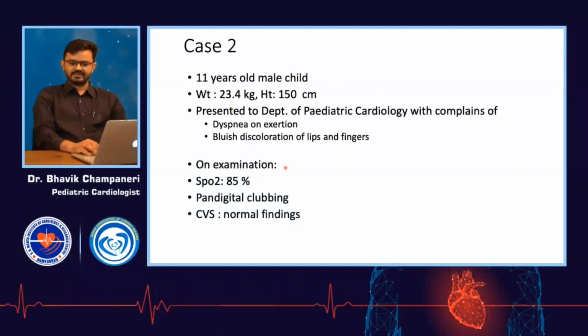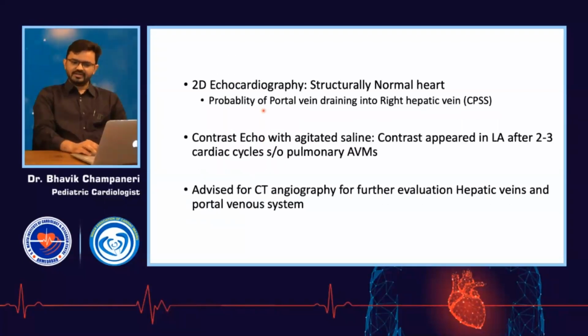He presented to us with bluish discoloration and dyspnea. His examination finding was SpO2 of 85%, pan digital clubbing, CVS again normal. On echocardiography, normal heart, but there was a suspicion of portal vein draining directly into right hepatic vein. That's why contrast echo again was done to identify pulmonary AVMs, and it showed contrast in the left atrium after 2 to 3 cardiac cycles.